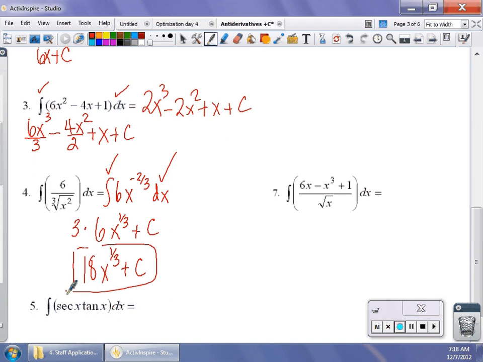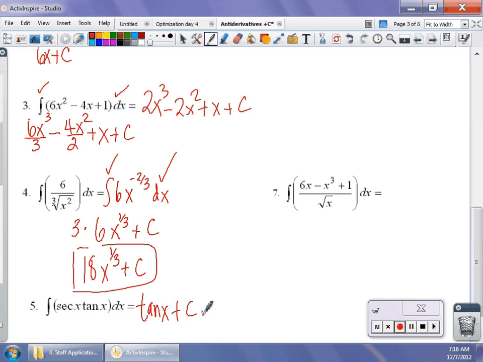Problem number 5. I'm finding the antiderivative of secant x tangent x. That's what I call a who has derivative. You have to think backwards. Who has a derivative of secant x tangent x? Well, that would be tangent x. That's just a memorization thing, plus c.